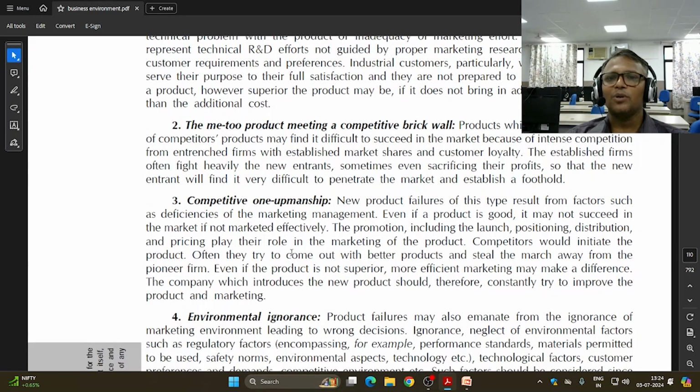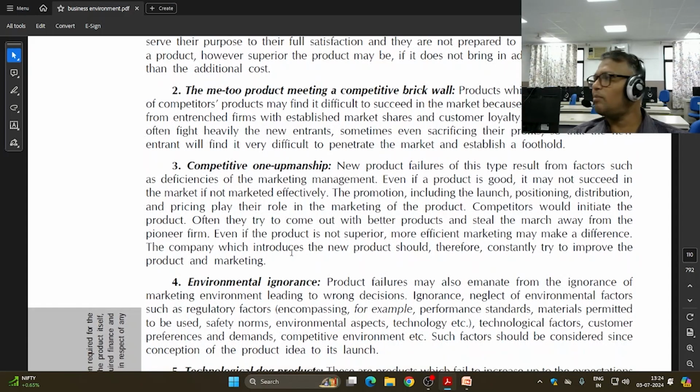Second is the new product meeting the competitive quality. Products which are mere imitations of competitors' products may find it difficult to succeed in the market because of intense competition from entrenched firms with established market share and customer loyalty. Established firms often fight heavily against new entrants, sometimes even sacrificing their profits, so that the new entrants find it very difficult to penetrate the market and establish a foothold.